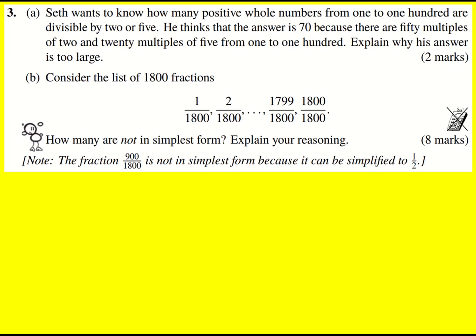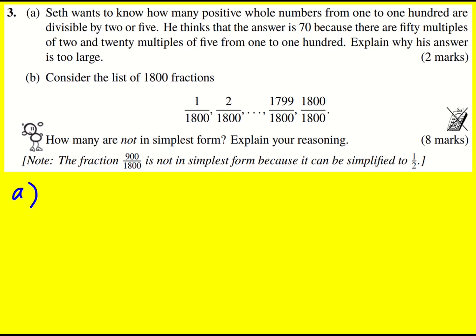Seth wants to know how many positive whole numbers from 1 to 100 are divisible by 2 or 5. He thinks that the answer is 70 because there are 50 multiples of 2, which you get by doing 100 divided by 2, and 20 multiples of 5, which you get by doing 100 divided by 5. Explain why his answer is too large.